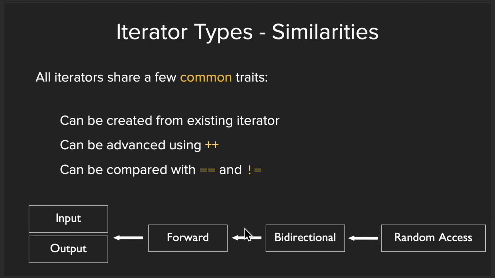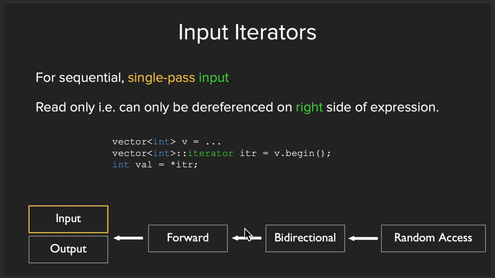So first, things that every iterator can do are those 4 basic functionalities that we introduced at the very beginning of this lecture, which is that they can be created from existing iterators, they can be advanced using plus plus, and they can be compared. And we saw all of that at the very beginning. What is an input iterator? An input iterator you can think of as an iterator that would be used for an input stream. There are two characteristics. First is that it's input only, meaning that you can only ever read values from it. You can't ever write something to that iterator.